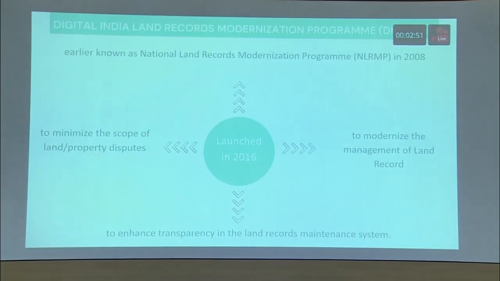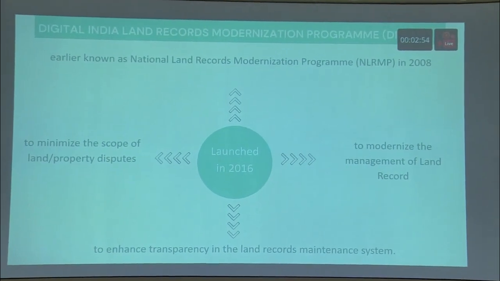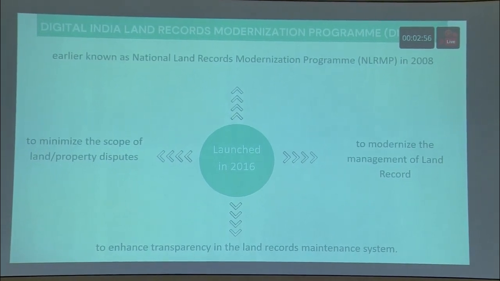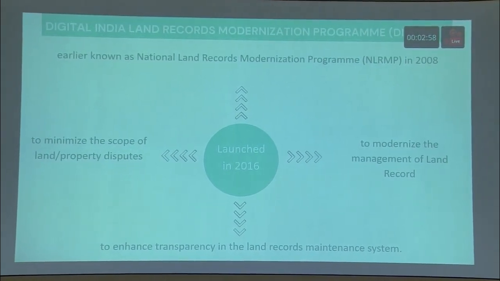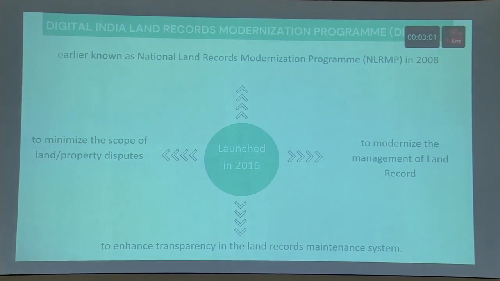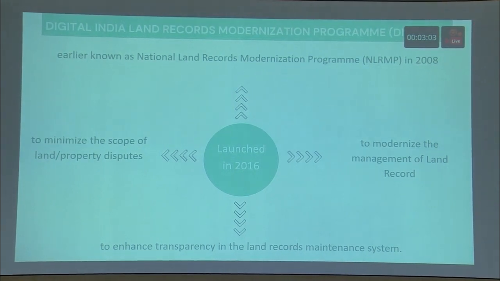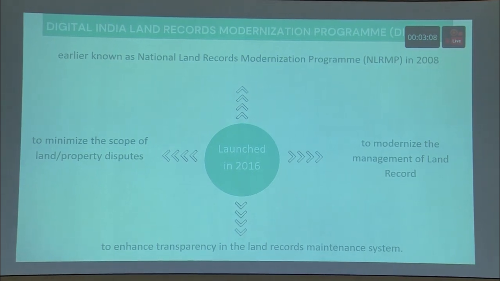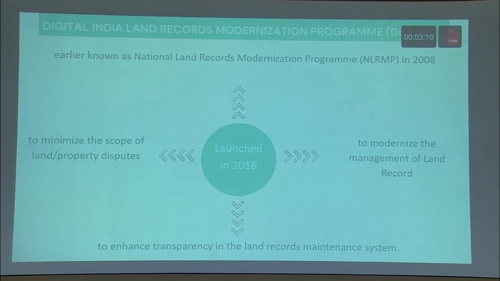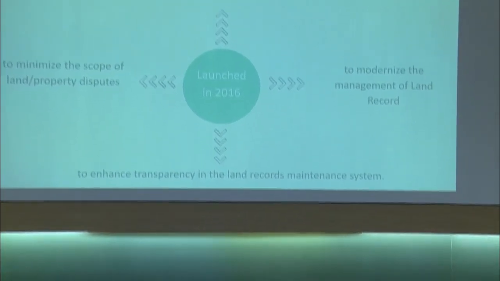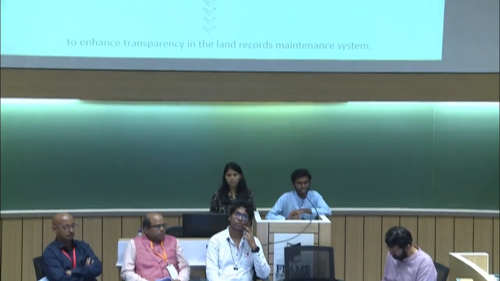So, the Digital India Land Records Modernization Program was launched in 2016, and the main focus of the scheme was to minimize the scope of land and property disputes, to modernize the management of land records, and to enhance the transparency in the land records maintenance system. It was a national level program. It was earlier known as NLRMP, National Land Records Modernization Program, in 2008. After that, in 2016, it was transformed as DLRMP.